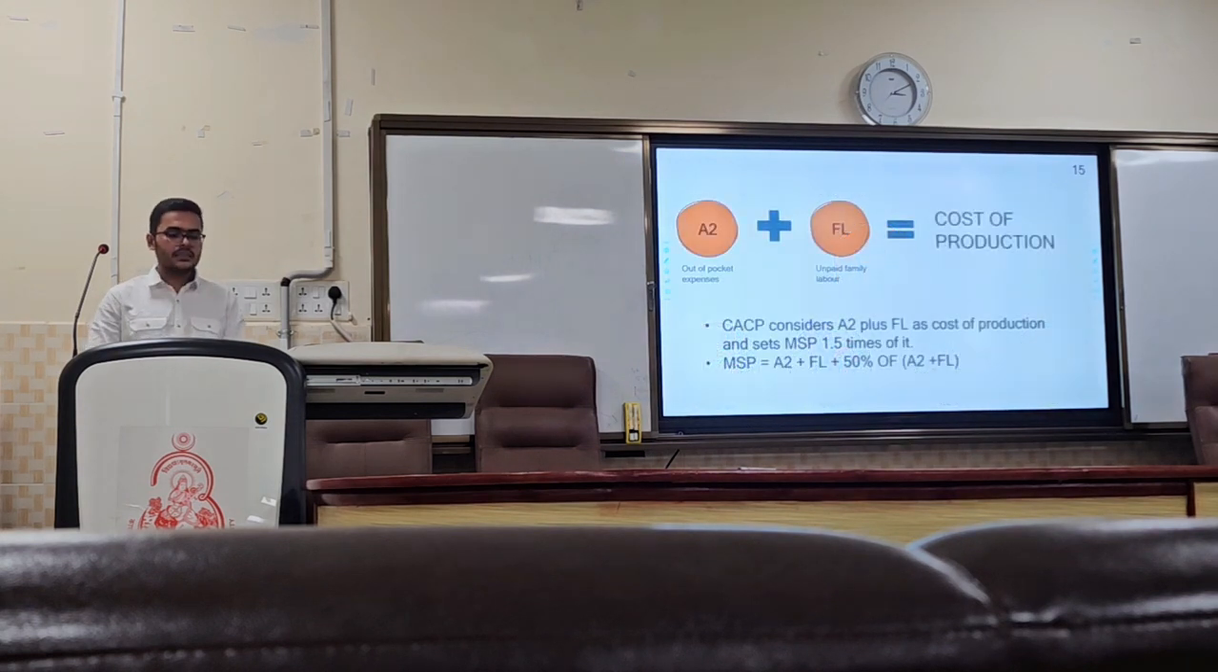Now, CACP considers A2 plus FL as cost of production and sets MSP at 1.5 times of it. This is the consideration of CACP. So the MSP formula will be A2 plus FL plus 50% of A2 plus FL.